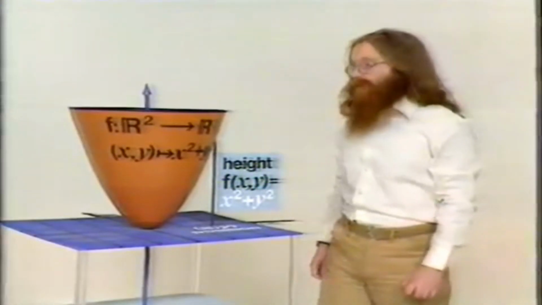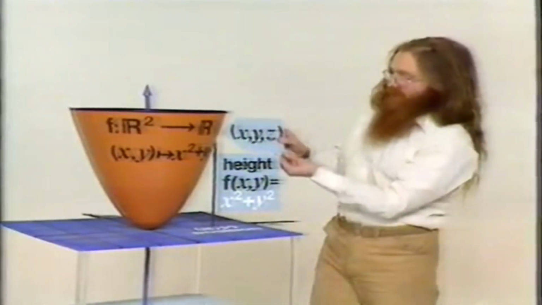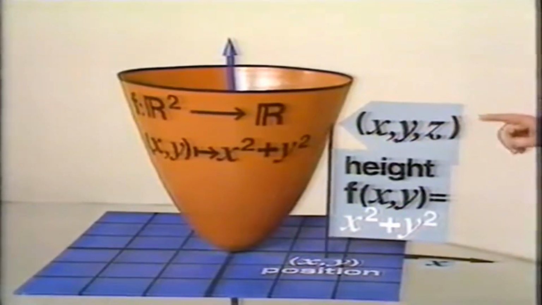Well, what we've actually done here is to represent our function as a set of points in 3-space. And if we call this axis the z-axis, then a typical point on the surface has coordinates x, y, and z, where now z, the height, is constrained to equal f(x, y).